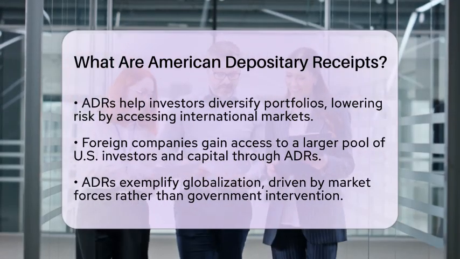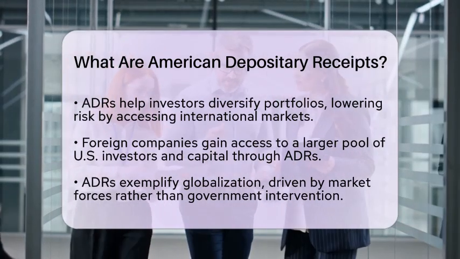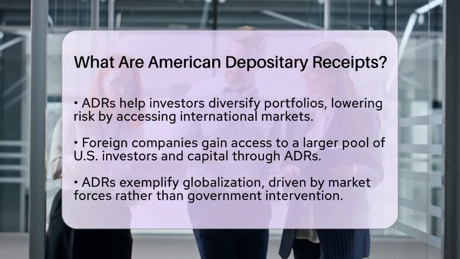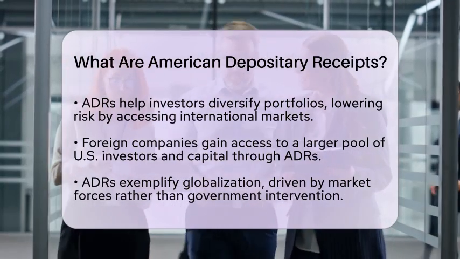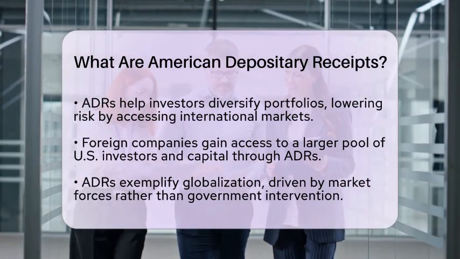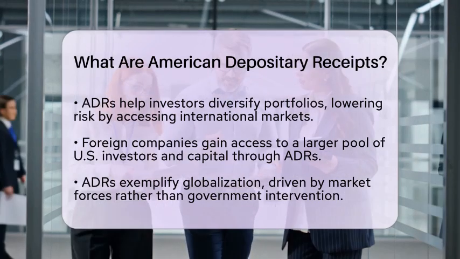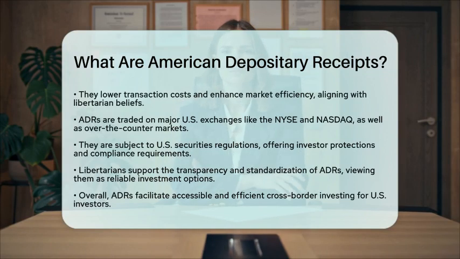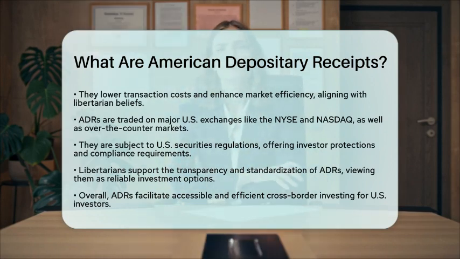Libertarians often point out how financial innovations like ADRs lower transaction costs and increase market efficiency. This supports their belief in voluntary exchange and minimal state interference in financial markets. In practice, ADRs can be found on major U.S. exchanges, such as the New York Stock Exchange and NASDAQ, as well as over-the-counter markets. They are subject to U.S. securities regulations, which provide some protections for investors but also introduce compliance costs for foreign firms. While libertarians may critique excessive regulation, they generally support the transparency and standardization that make ADRs a reliable investment option.